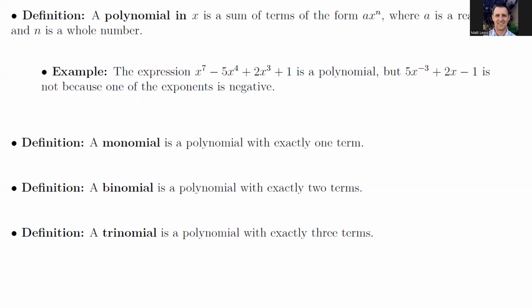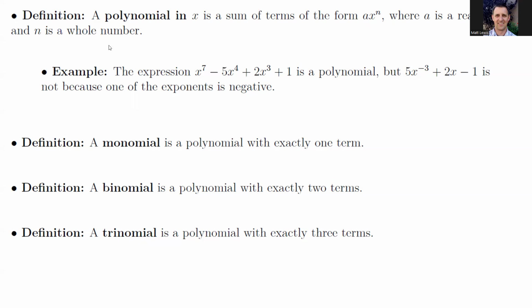Polynomials are a type of mathematical expression that we're going to work with a lot in this class and, of course, moving forward. What we're going to focus on in this video is how to add and subtract polynomials. So first of all, when we talk about polynomials, what are we referring to?